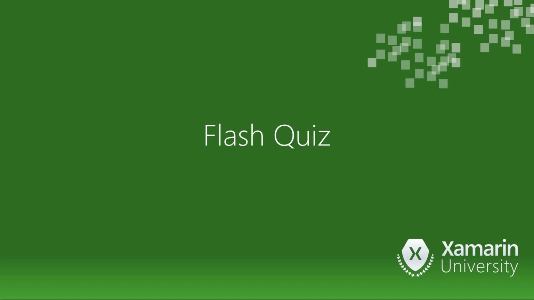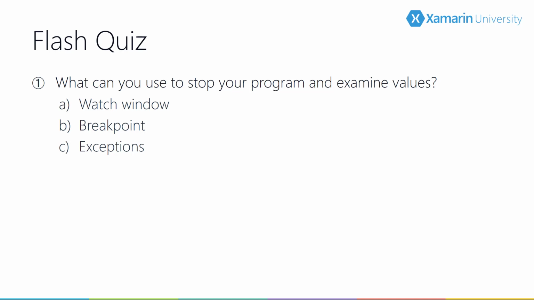So now let's do a flash quiz. And remember, with flash quizzes, I'm going to read the question and then I'll pause for a second to give you some time to pause the video and answer it to yourself. And then after that, I will go over it. So question number 1. What can you use to stop your program and examine values? So the answer here is a breakpoint. Remember, if you add a breakpoint, by default, the execution of your program will pause at that breakpoint.